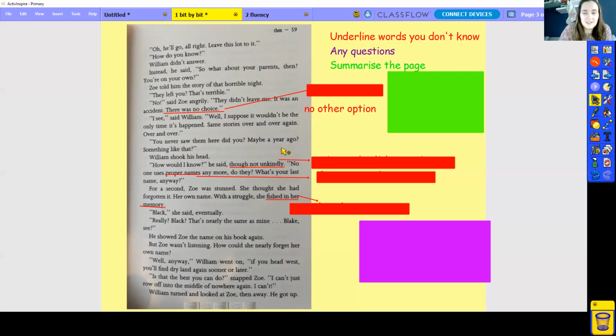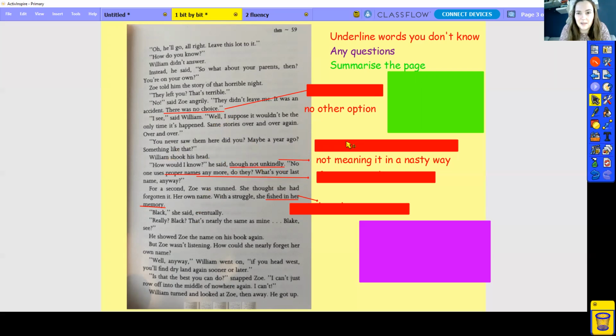So she didn't even know if it was a year ago or if it was longer. William shook his head. "How would I know?" he said, though not unkindly. So he's saying, I'm not going to know if I saw your mum, because he's not, is he? And he's not saying it in an unkind way. It's just a fact, isn't it? How would he know? So he's not meaning it in a nasty way. He's not meaning to say, how would I know, in a horrible way. But it's true. How would he know? He'd have no clue, would he?